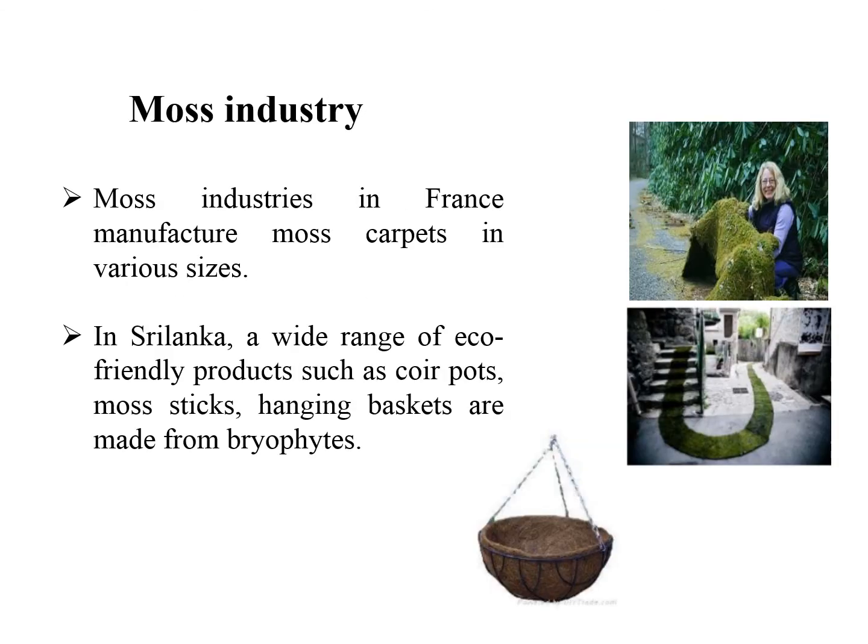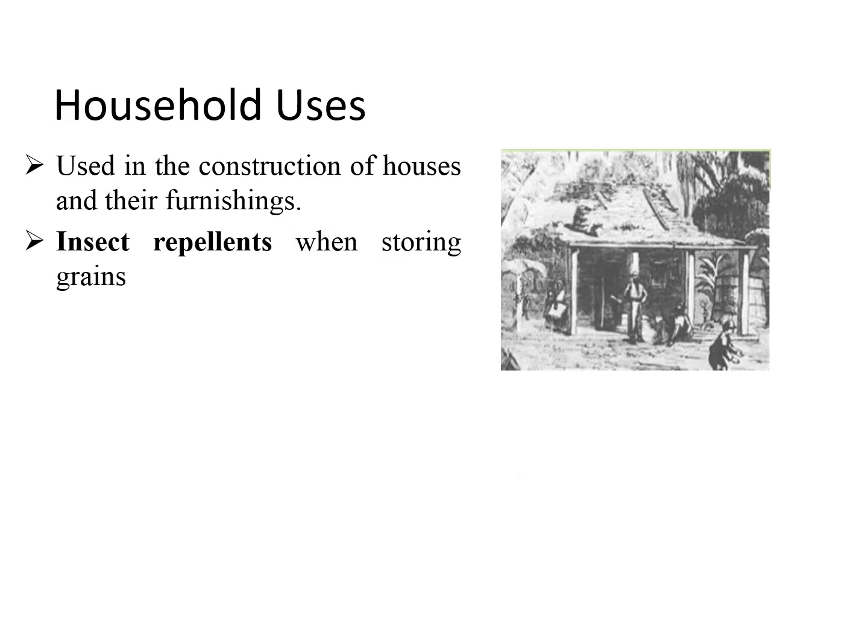Most industries in France manufacture moss carpet in various sizes, and they are easy to fix along roads, lawns, playgrounds, etc. In Sri Lanka, a wide range of eco-friendly products such as coir pots, moss sticks, and hanging baskets are made from bryophytes. These tiny plants are used in the construction of houses and their furnishings. They are also used as an insect repellent when storing food. Local mosses and liverworts are dried and made into a fine powder that is sprinkled over grains and other goods to be stored in the container.